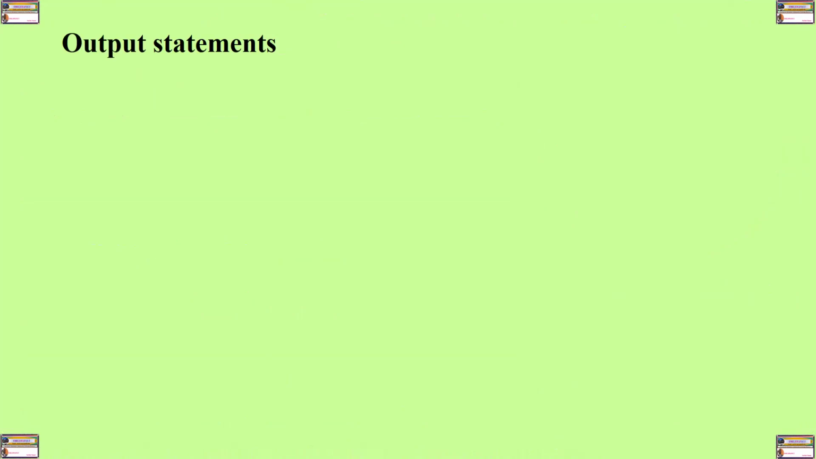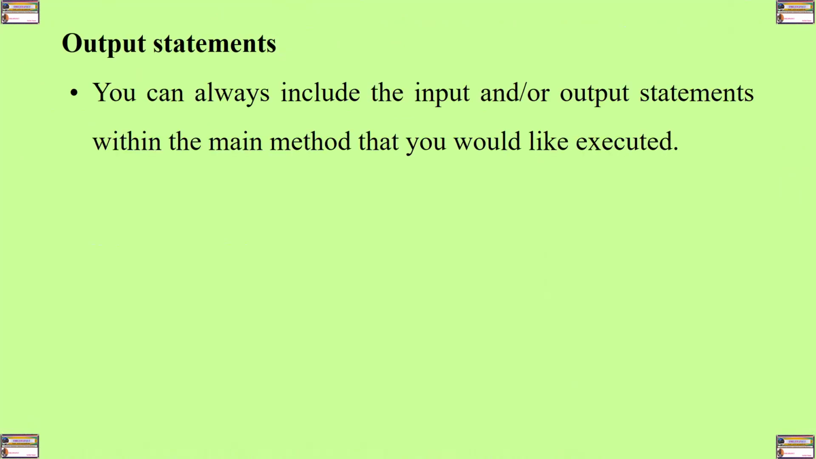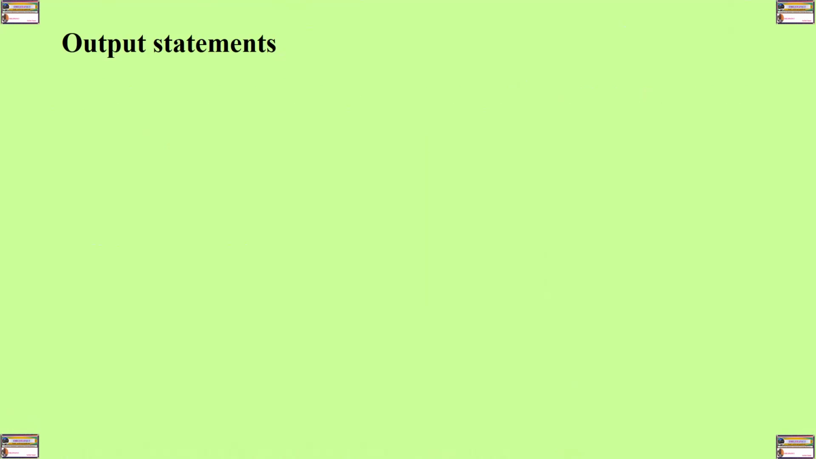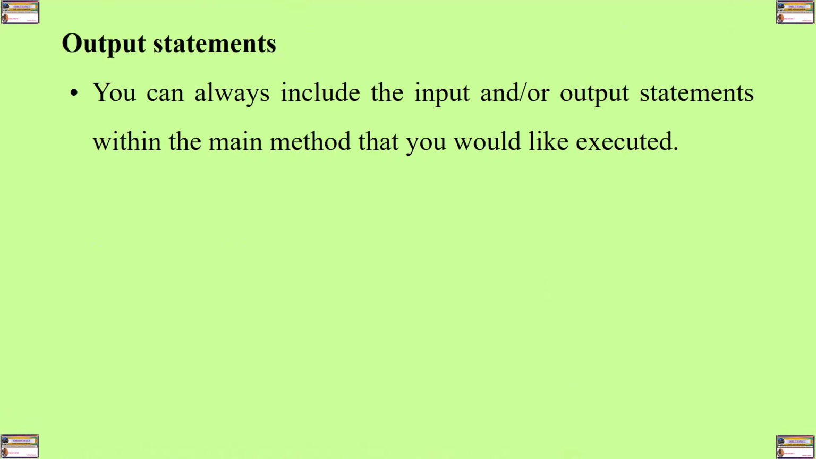What are output statements in Java? Output statements are those statements that indicate on the screen what the user is required to do. They are called interactive statements. They inform the user of what is expected of them, and at the same time, output statements are used to display results on the screen or into a file. Therefore, you can always include input and output statements within the main method that you would like executed.